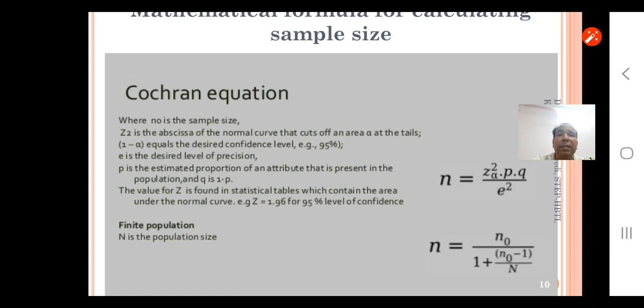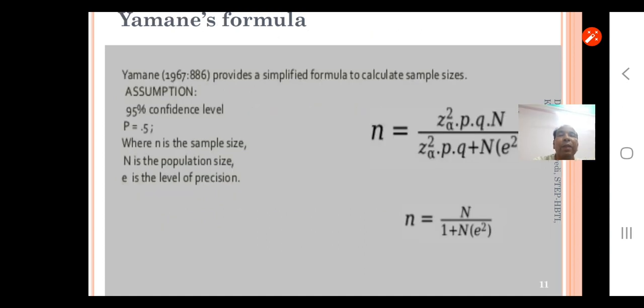When the population size is finite, like we know how much the population is, then the value of capital N will be given to us, or I would be knowing it. Then the size of the sample would be n0, the sample size calculated through the Cochran formula, n0 upon 1 plus n0 minus 1 upon capital N, that is population size.